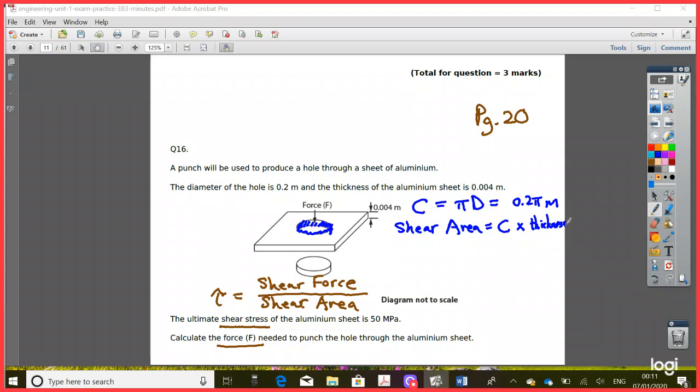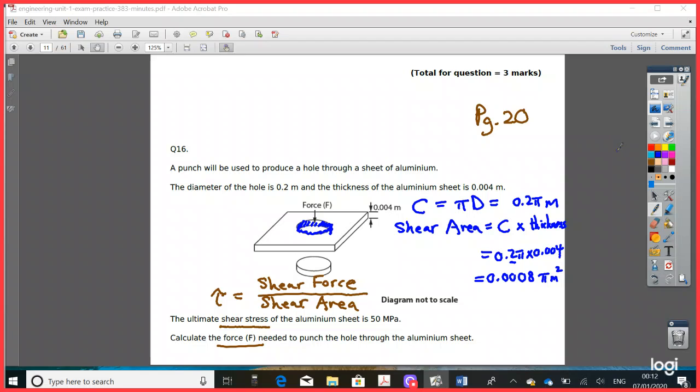If you're not sure what letter to use, just use the wording. So C is 0.2 pi times the thickness, which is 0.004, and that comes to 0.2 times 4 is 8, three decimal places, so altogether it should be four decimal places after the dot. So 1, 2, 3, 4, which is 0.0008 pi in meters squared. Okay, so I've got the shear area, so now I can do the last bit.